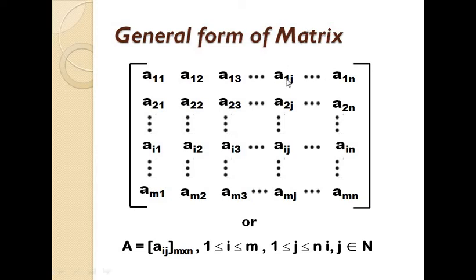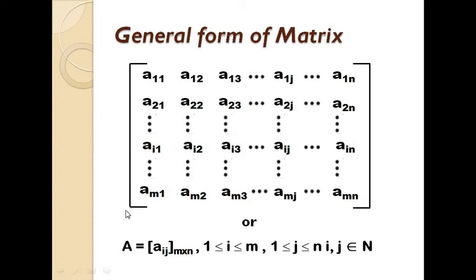Similarly, you can see A1j, it is at the jth column of the first row, and the last element of the first row is A1n. That means if there are n columns in that matrix, then the first row's last element will be A1n. Similarly, here you can see Ai1, that means the ith row and first column. Here Aij means ith row and jth column. Similarly, the last element of the matrix will be Amn.